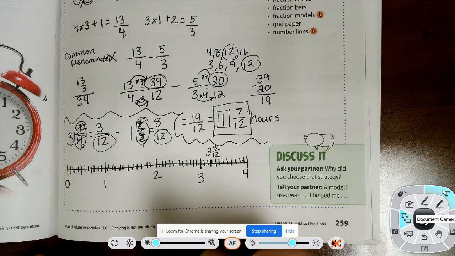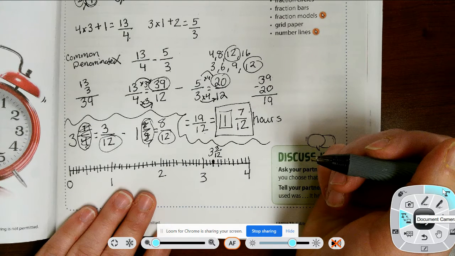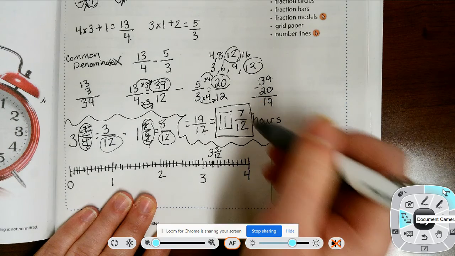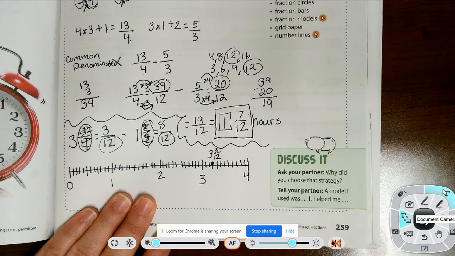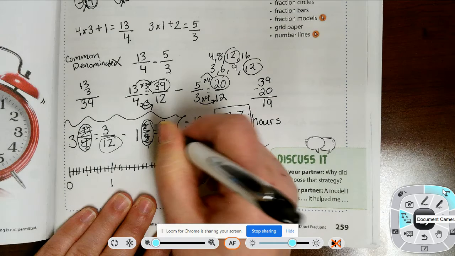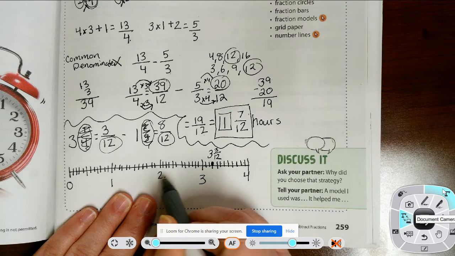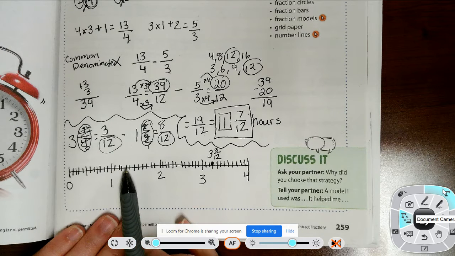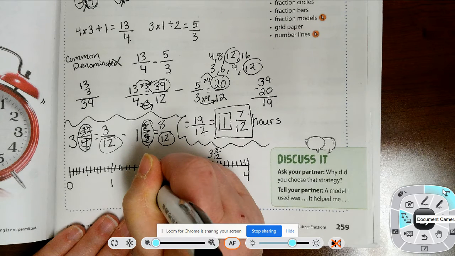So I'm going to put my 1 and 8/12 where it's supposed to be. So here's 1, and then I'm going to count to 8. 1 and 8/12. 1, 2, 3, 4, 5, 6, 7, 8. Here's my 1 and 8/12.